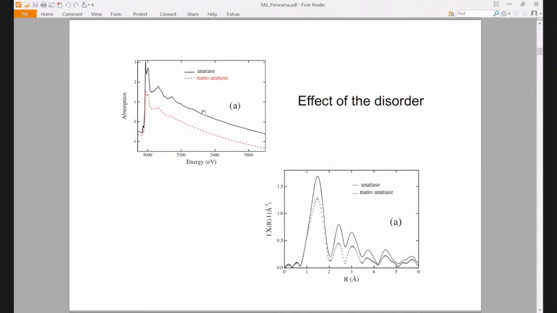So on average, the coordination of oxygen will be a little bit decreased, and the coordination of the further shells is also decreased because there is no long range order, it's only short range.